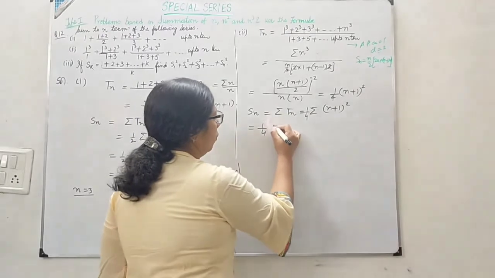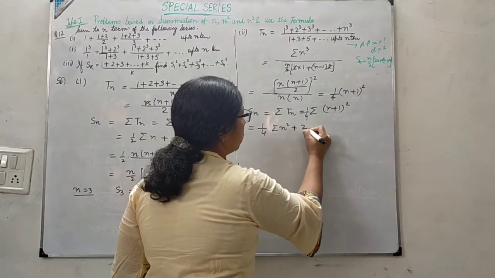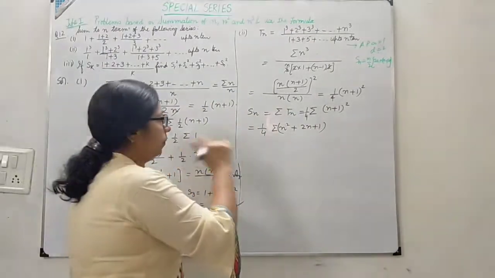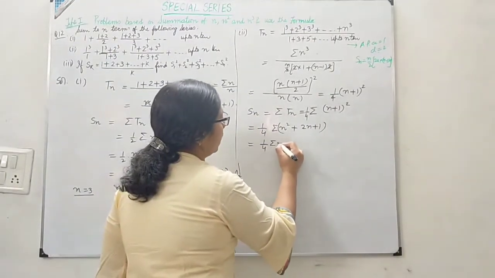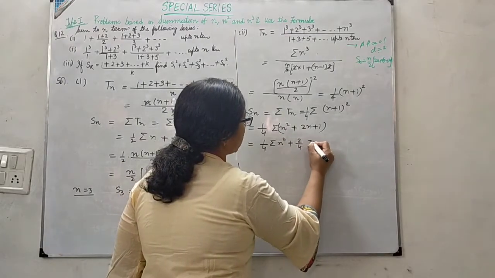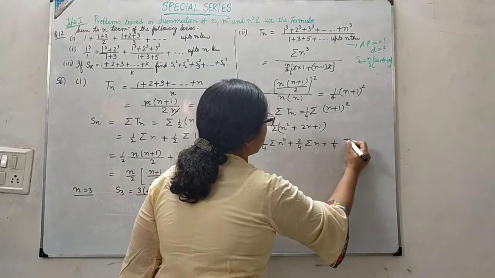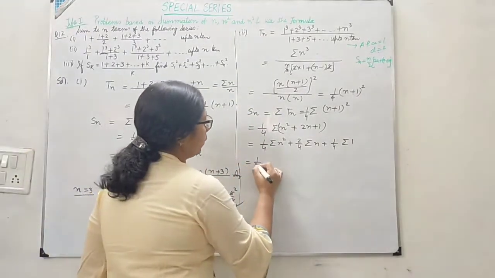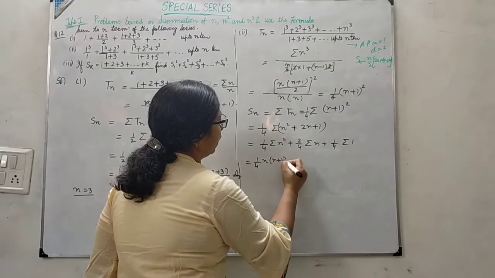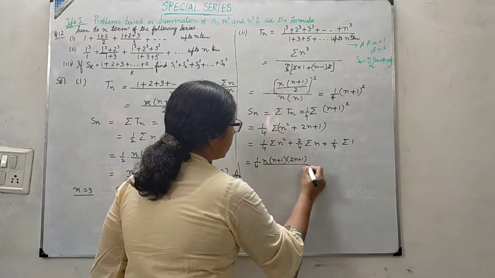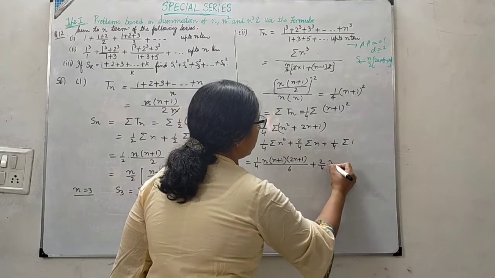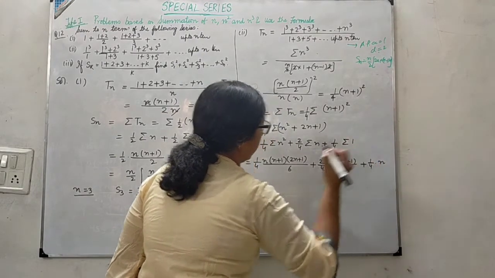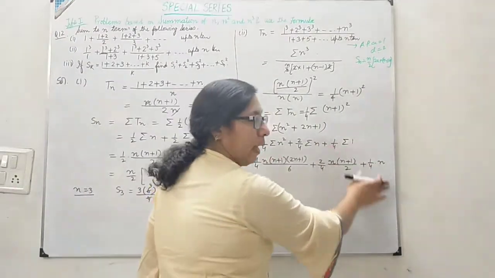This is your 1 by 4 sigma n square plus 2n plus 1. If I open this bracket to apply the sigma operator, this is your 1 by 4 sigma n square plus 2 by 4 sigma n plus 1 by 4 sigma 1, with the distributive property. Now apply the formulas. We have n into n plus 1 into 2n plus 1 by 6 plus 2 by 4 into n into n plus 1 by 2 plus 1 by 4 into n. These are all formulas we have used.